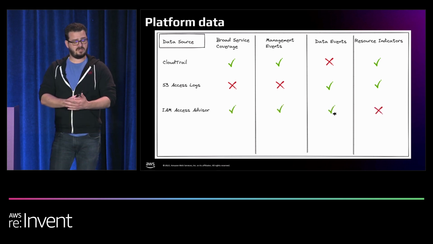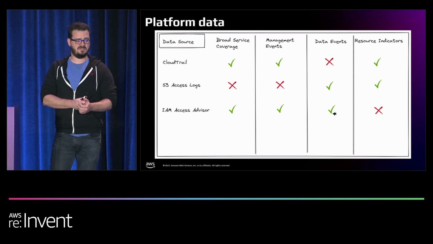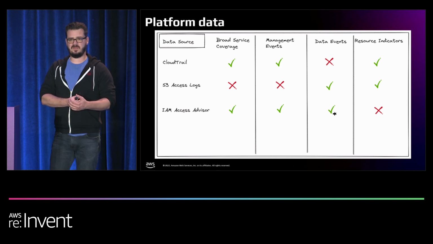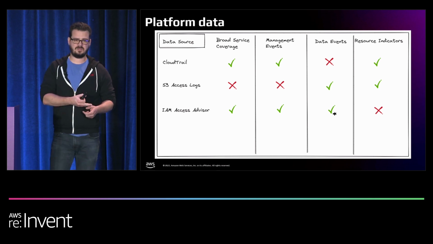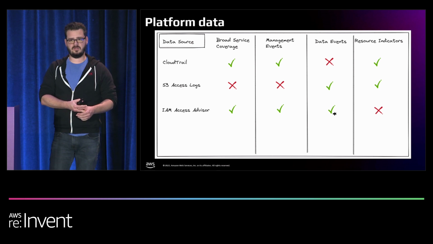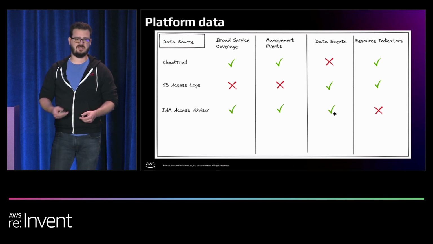IAM Access Advisor is another really useful tool. Broad service coverage, effectively every API is represented in Access Advisor. It does represent both management events and data events. However, it doesn't give you those resource indicators. If your application has sent a message to an SQS queue, Access Advisor will tell you this app is using SQS, this role has made an SQS call, but it won't tell you the resource that you've actually interacted with. It doesn't let you create that resource dependency.